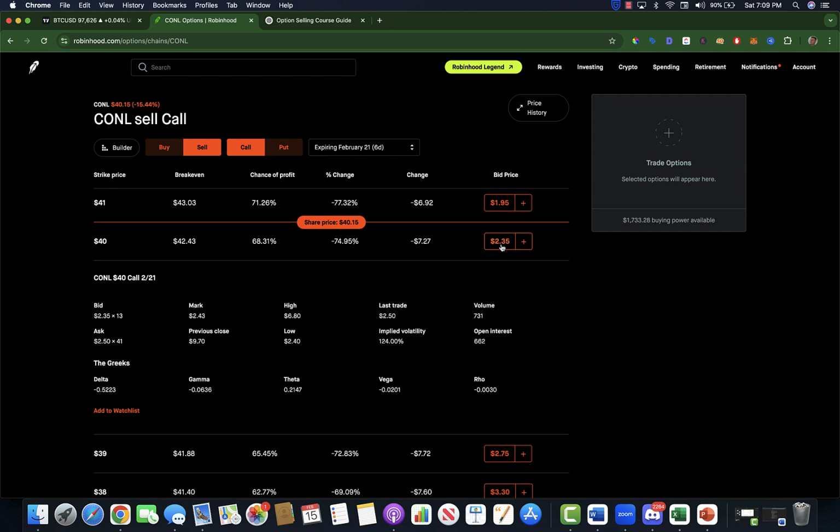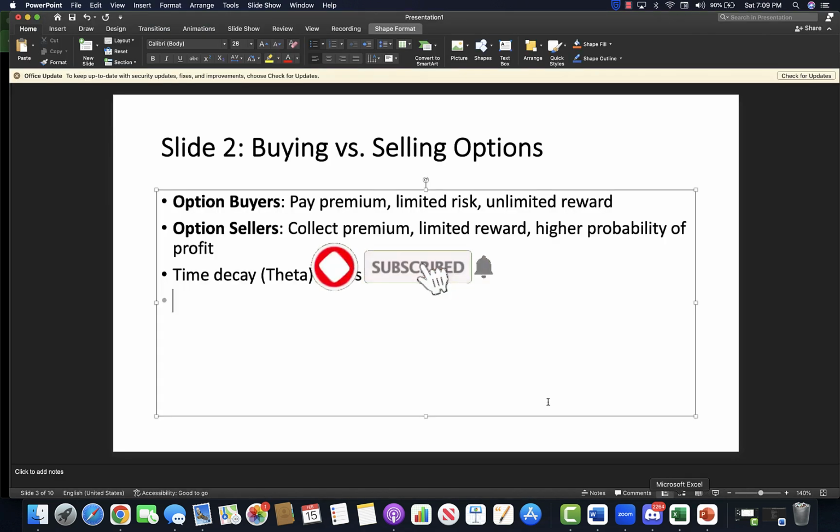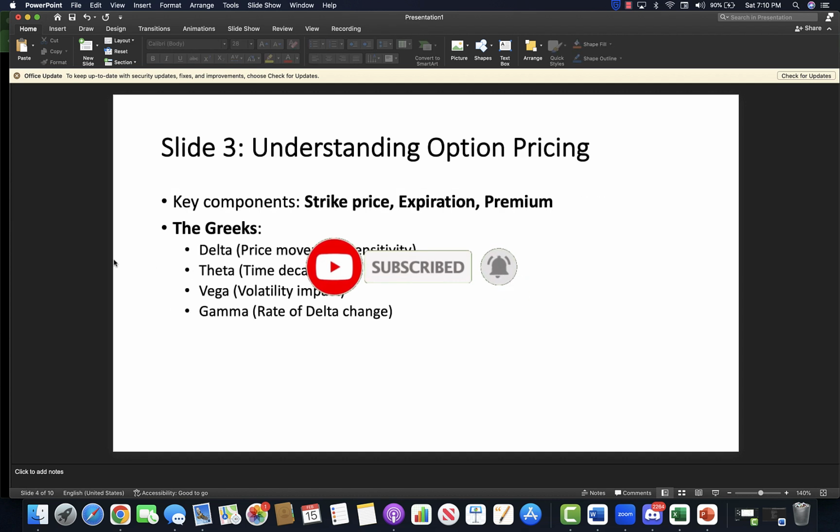As a seller, you are happy, right? Because if you sell and you're collecting the $2.35 of premium, this 21 cents is going to be profit. So if you're going to collect 230, now you're already up 20. You can close the position and take the 20. Or, of course, you can wait and let this premium soak and lose money, unless, of course, Connell was to continue going up. So that's a very simple explanation of the difference between selling and buying. Let's go to slide number 3. So, understanding option pricing, right?